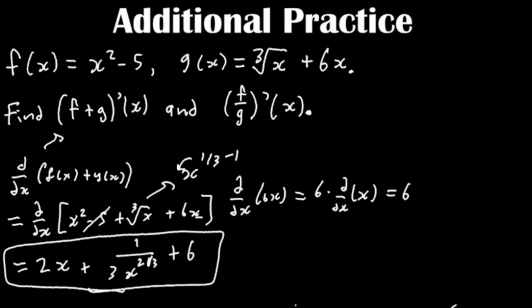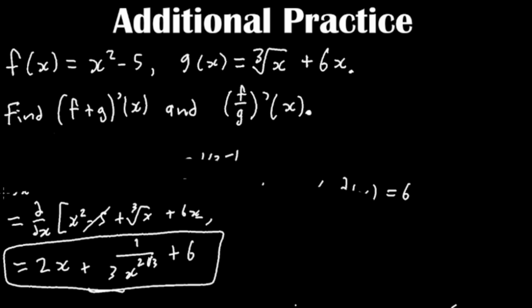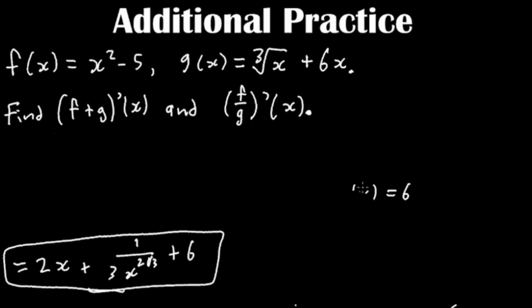Now, f over g prime of x. This one is more tricky. I'd say quotient rule of all these rules, it's not the hardest rule overall. I'd say the chain rule might be one of the harder rules. But I'd say it's pretty tedious. And for the rules in this video, I'd say it is probably the hardest. So f over g prime of x. We know we're going to need f prime of x, and we know we're going to need g prime of x for our formula. So let's just find that.